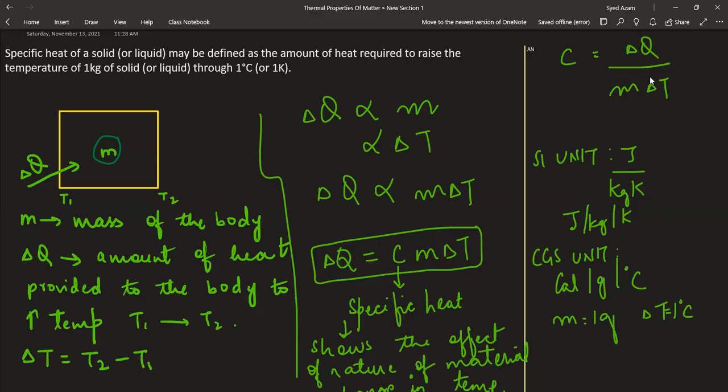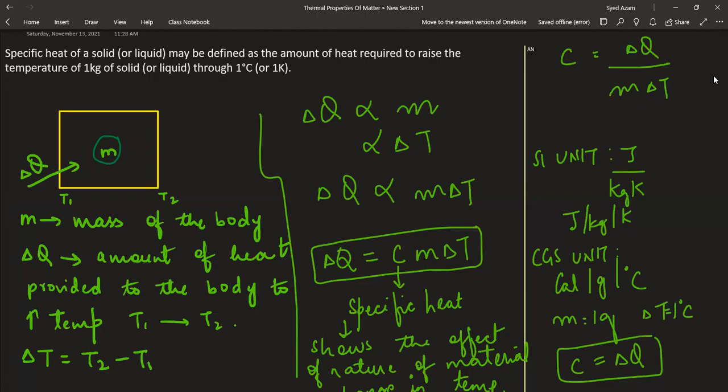I put this as 1, I put this as 1. So what will be left? Delta Q. Delta Q means C is equal to delta Q. So how can you define this specific heat? This specific heat can be defined as the amount of heat required to increase the temperature of 1 gram of body by 1 degree Celsius.